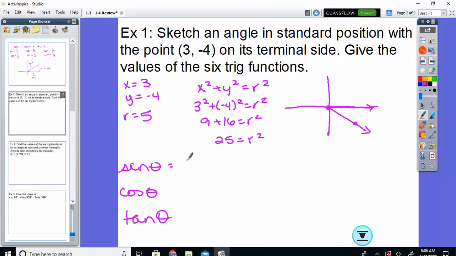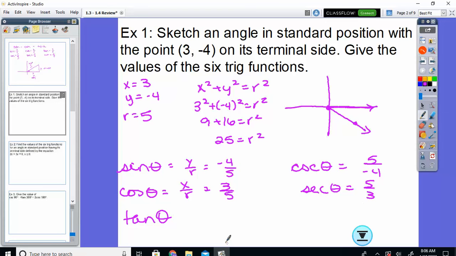What is the definition of sine? That would be -4 over 5. Then if you know sine, you know its reciprocal. Cosecant would be 5 over -4. Definition of cosine is, so that would be 3/5. So its reciprocal secant would be 5/3. Definition of tangent, so that's -4 over 3. So its reciprocal cotangent is 3 over -4.